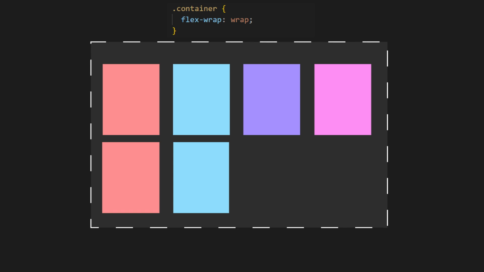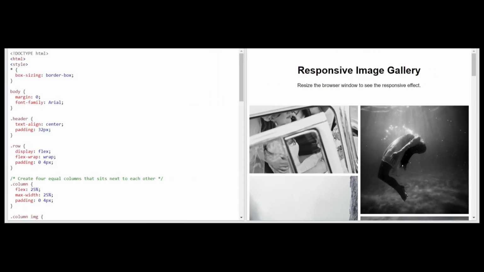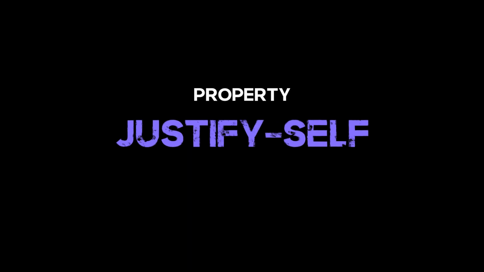Flex Wrap is typically used in image galleries or product grids in e-commerce websites, where you need to showcase the versatility of Flex Wrap in creating responsive and adaptive designs, providing a better user experience across various devices and screen sizes. After the Flex Wrap is Align Self and Justify Self property.